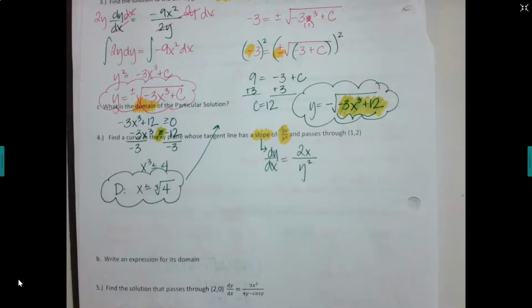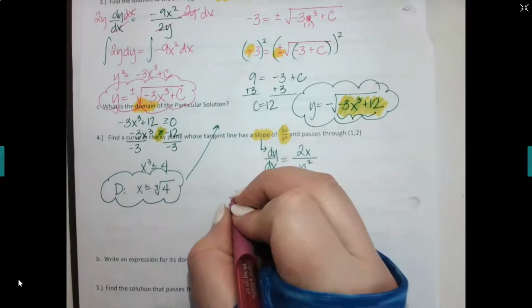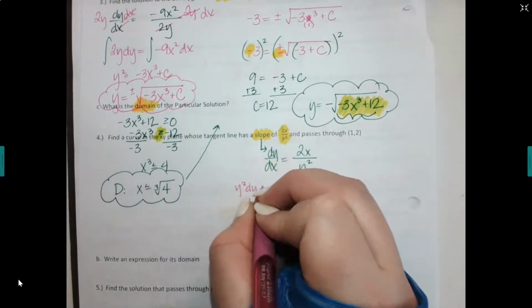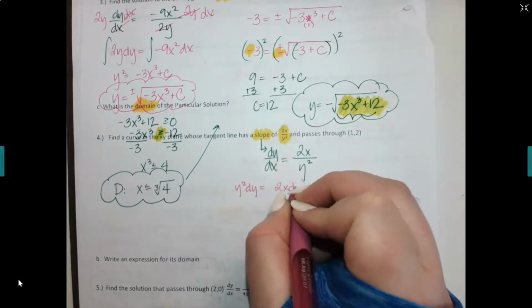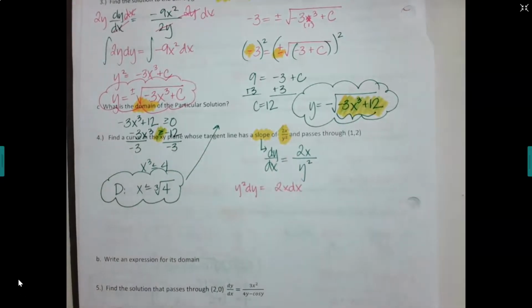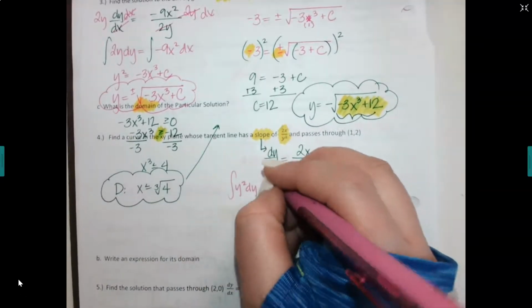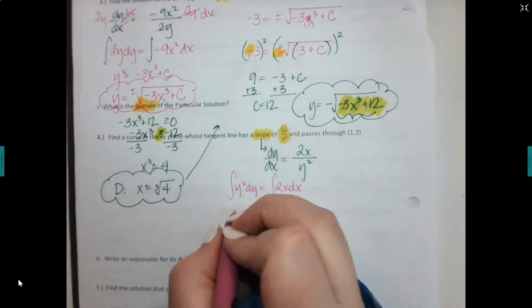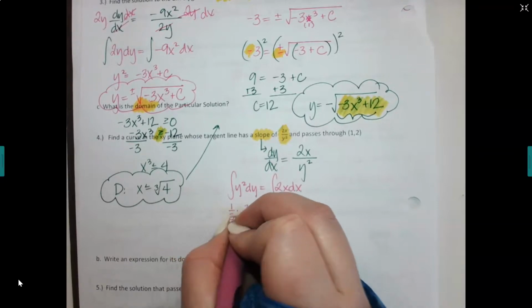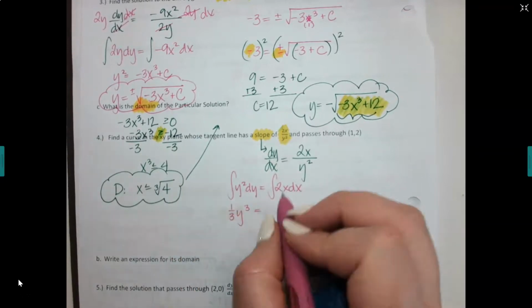You can do it. Okay, bring your y squared over. Now, if your y started on the bottom, where does it end up? Should end up on the top when you move it. So we should have y squared dy, 2x dx. And then after you separate it like that, what's your next step? Integral on both sides. What's the integral of y squared? Third y cubed equals integral of 2x.